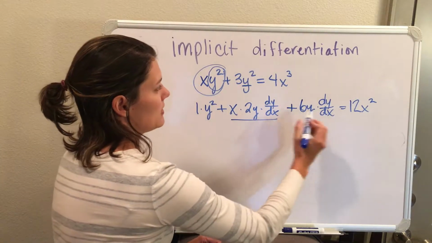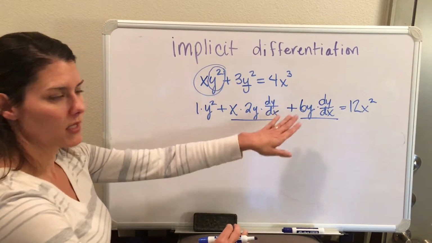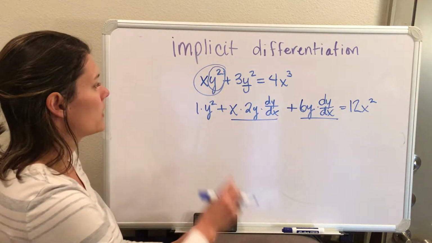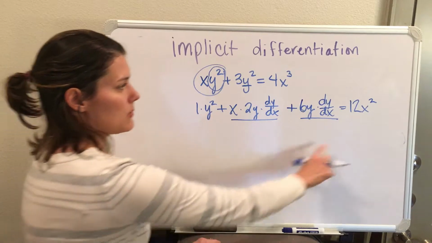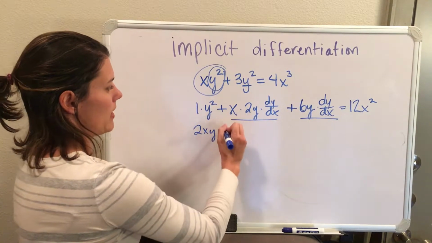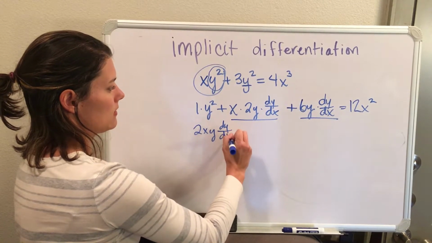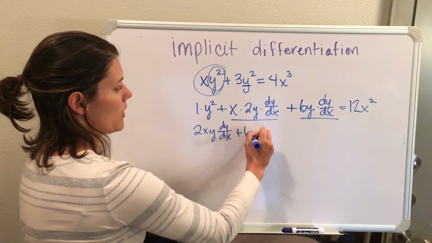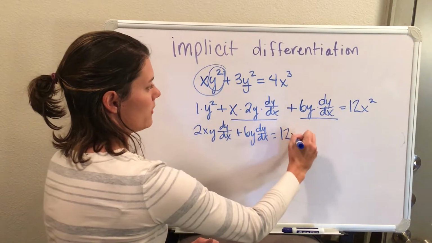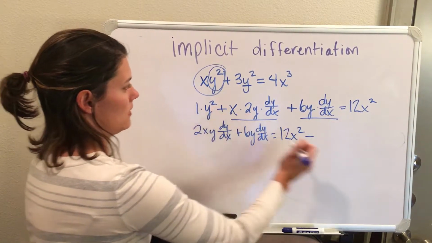So every term with the dy over dx in it will stay on one side, but everything else has to go onto another side. So this term right here needs to be moved over. So I'm going to get 2xy dy over dx plus 6y dy over dx equals 12x squared minus y squared.